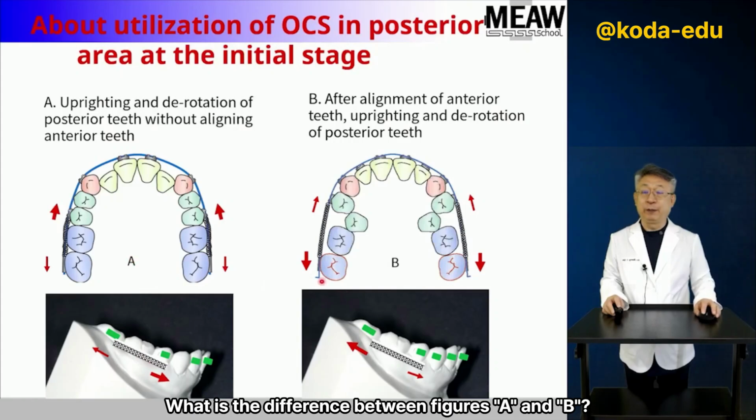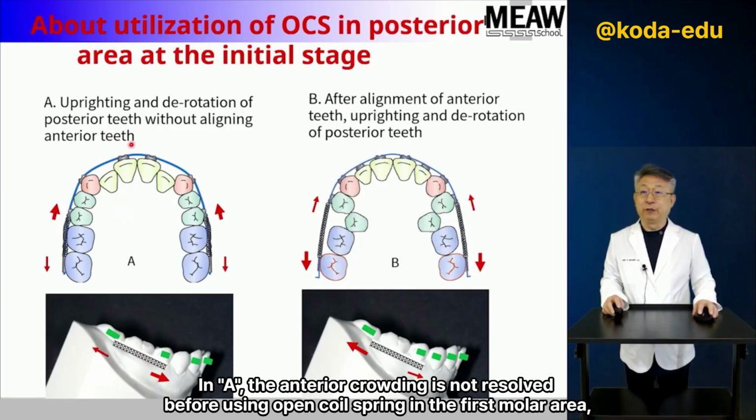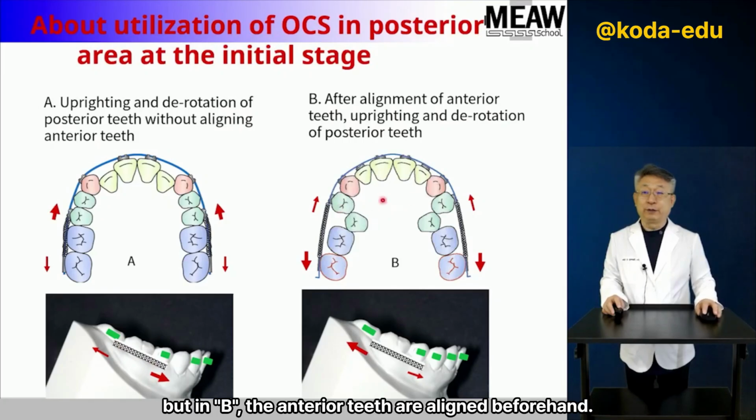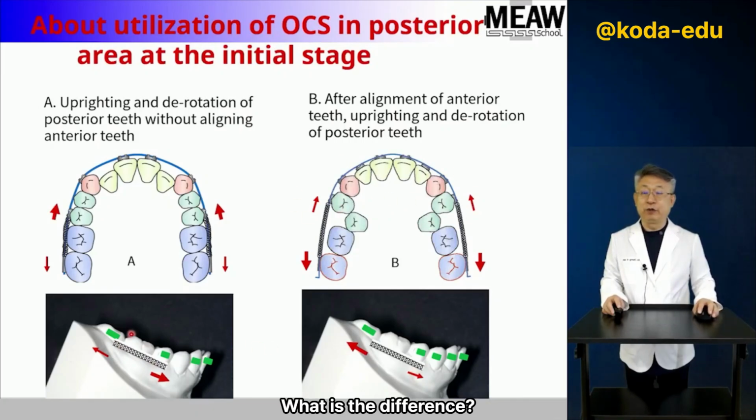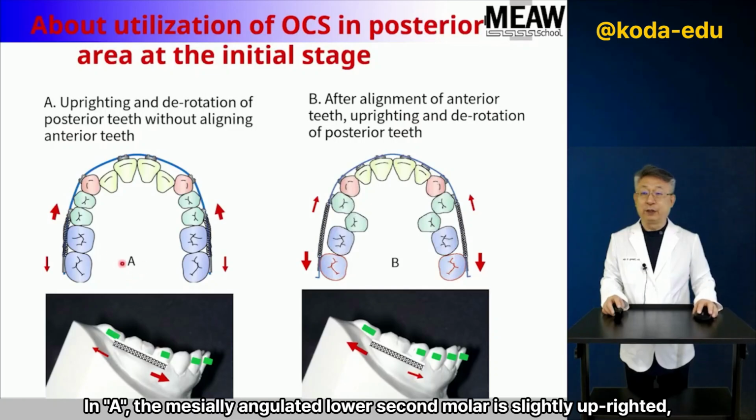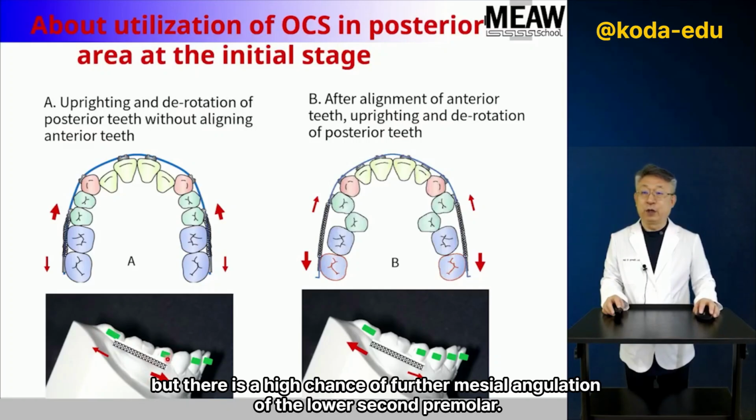What is the difference between figures A and B? In A, the anterior crowding is not resolved before using open coil spring in the first molar area. But in B, the anterior teeth are aligned beforehand. What is the difference? In A, the mesially angulated lower second molar is slightly uprighted, but there is a high chance of further mesial angulation of the lower second premolar.